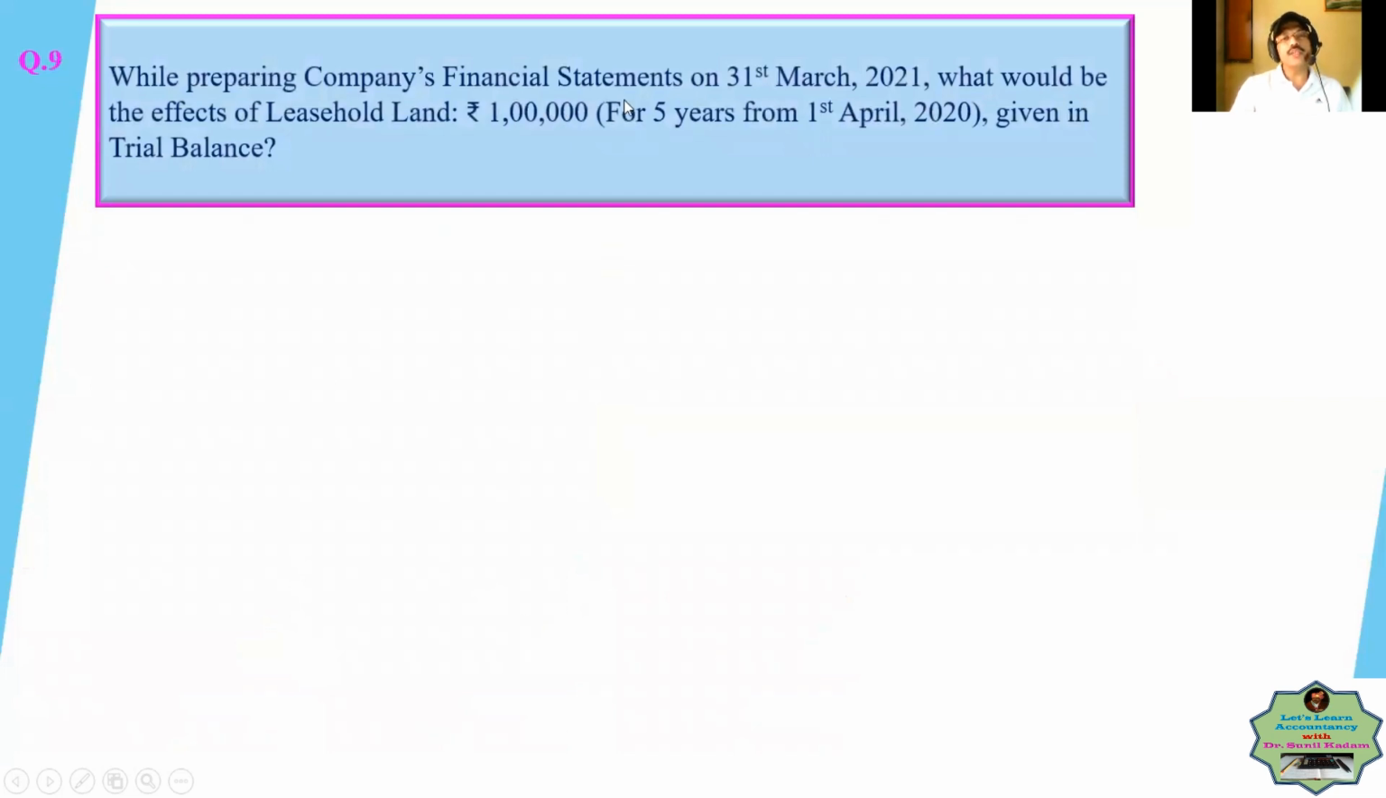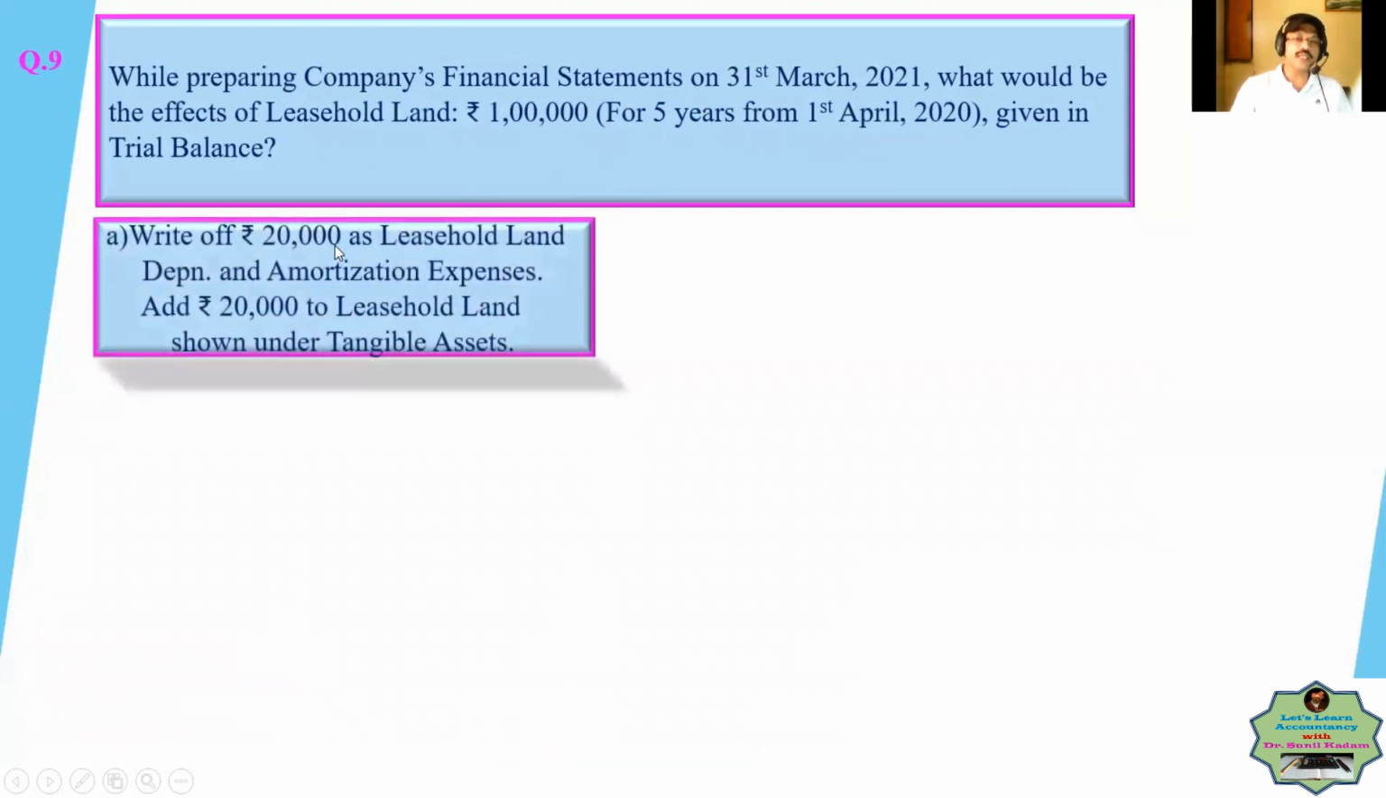While preparing the company's financial statement on 31st March 2021, what would be the effect of leasehold land, rupees 1 lakh, for 5 years, starting from 1st April 2020, given in the trial balance? What would be the effect of this adjustment? The options are: write off rupees 20,000 as leasehold land depreciation and amortization, that's a profit and loss effect, and add 20,000 to the leasehold land shown under tangible assets. That's a balance sheet effect.